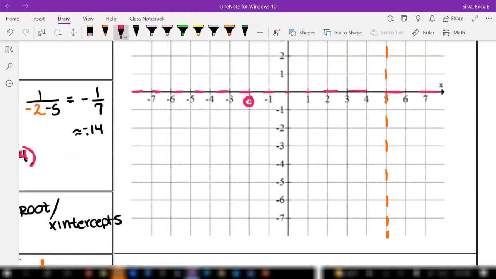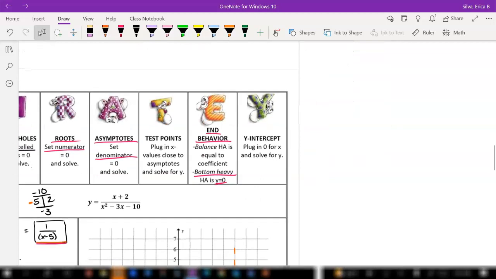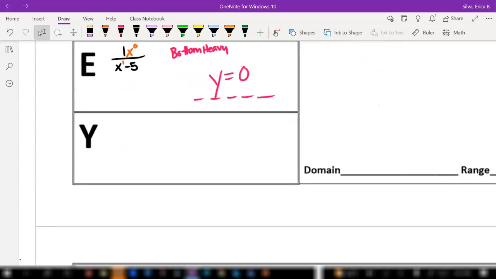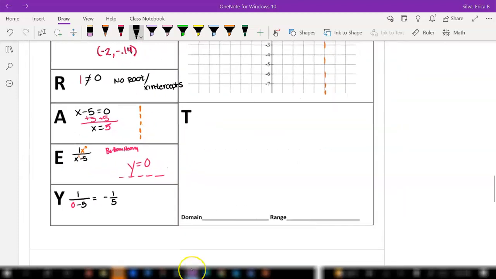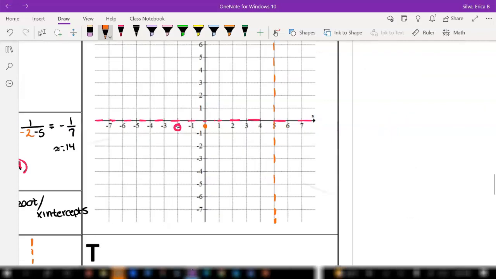Then we're going to look for our y-intercept. That's what the y stands for. We're going to plug in 0 for y. I'm sorry, 0 for x. So instead of x, we're going to put 0. And we end up with negative 1 over 5. So that's going to be my y-intercept. That's about negative 0.20. So on my y-axis, we're going to plot at negative 0.20.